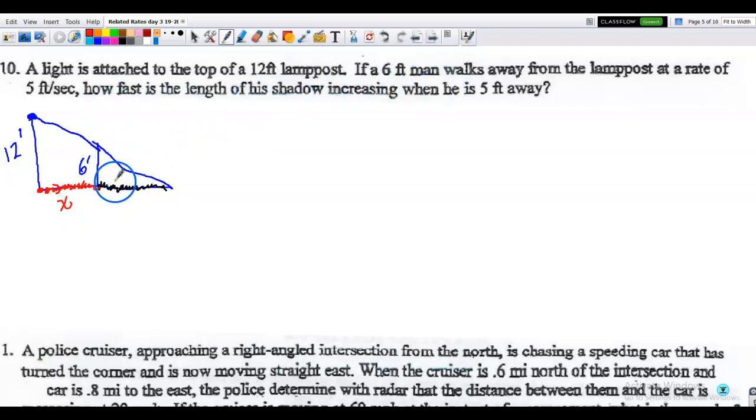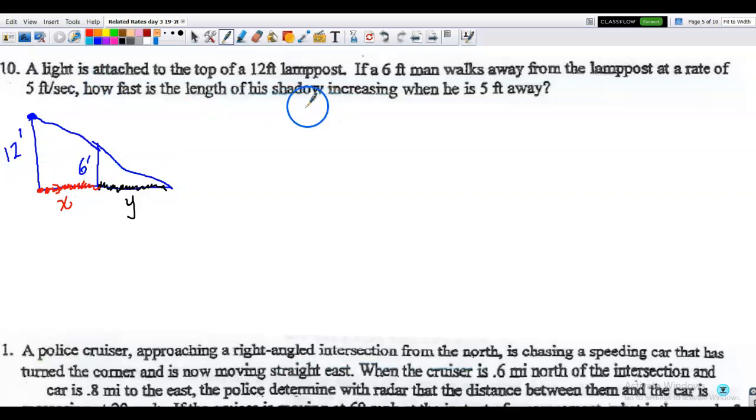And this black segment is the length of his shadow, and I don't know how long that is either, so I'm going to call that Y. All right, so if that's the case, now the 12-foot lamppost doesn't change. The 6-foot tall man doesn't change. The lamppost is 12 feet. The 6-foot man is 6 feet tall.